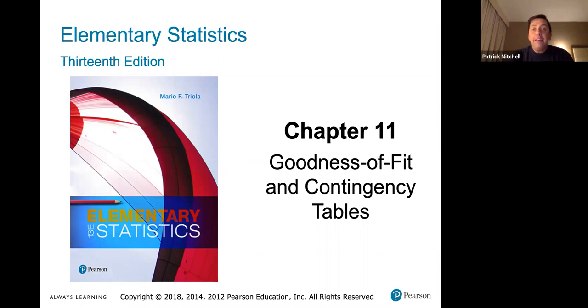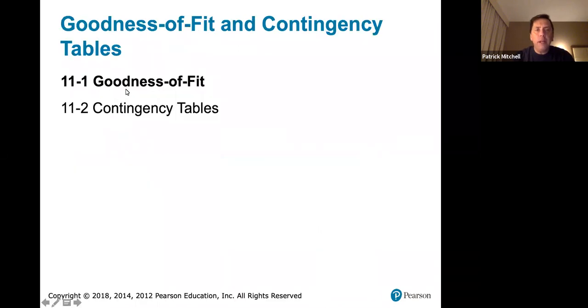We have made it to the last chapter covered in this course. Woohoo! And that is chapter 11 on goodness of fit and contingency tables. So we'll start in section 11.1 on goodness of fit.